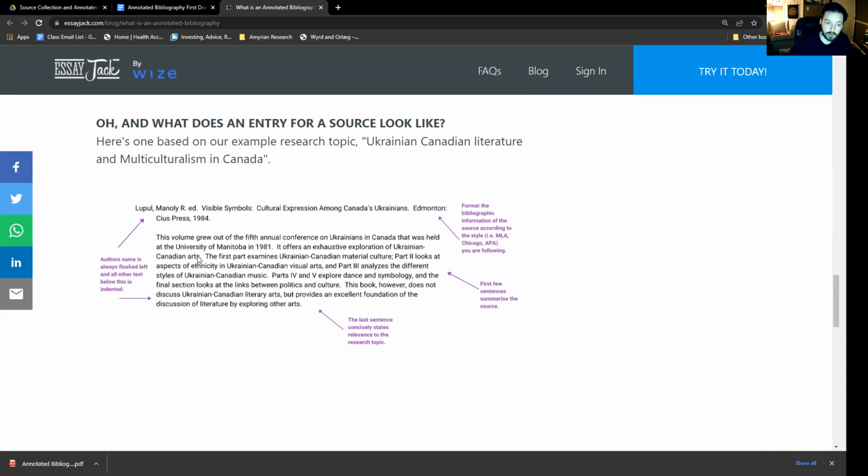This is really important. This is how all of these always go. Anytime you do an annotated bibliography, they have to have this setup. So make sure yours has that. And again, I'm going to go over how to set all that up in a bit. So you have your citation up here.